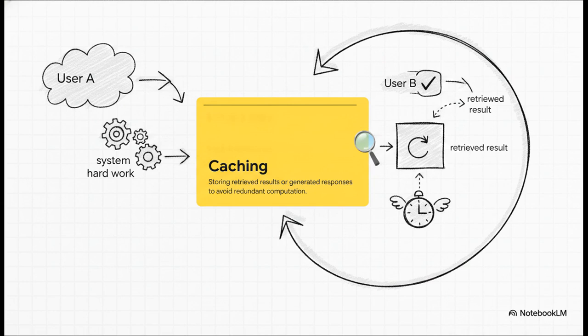Caching is simply storing retrieved results or previously generated responses. Say user A asks a question. The system does the hard work of retrieving and generating. If user B comes along and asks the exact same question 5 minutes later, there is absolutely no reason the system should have to do all that heavy lifting again. It just pulls the answer right from the cache. It completely avoids redundant computation, which means the response time drops to basically zero.